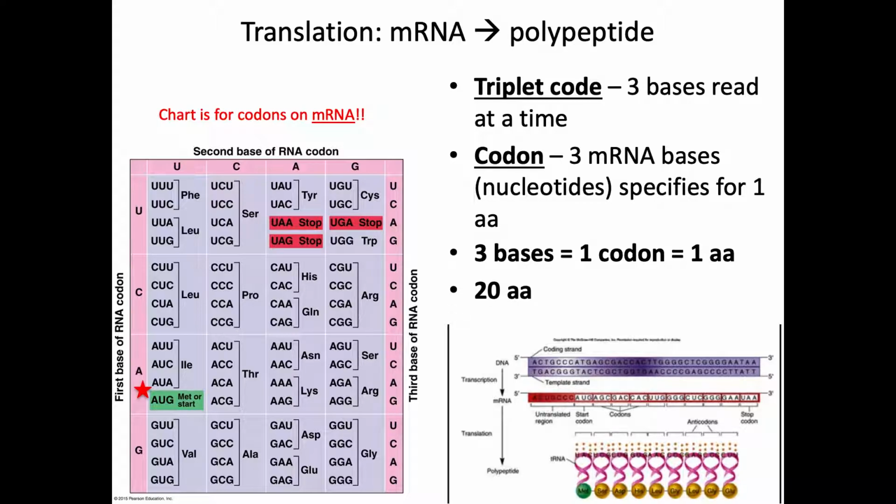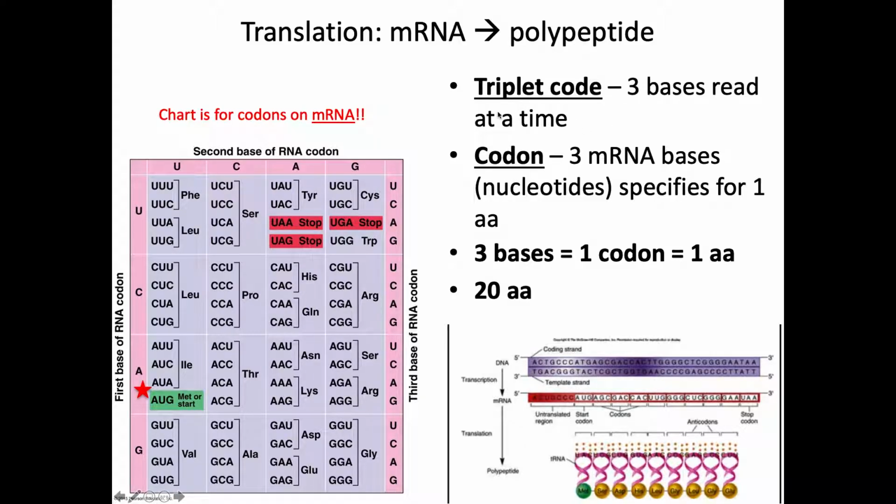Okay, so the next process is translation. Translation is when you are changing that mRNA language into a different language of amino acid sequence. A long string of amino acids is called a polypeptide, and these polypeptides will fold together to make your protein.